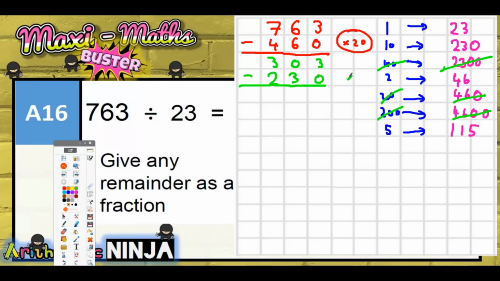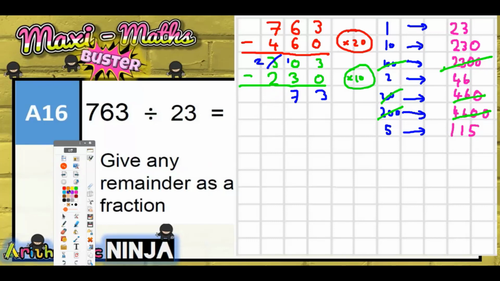And that 230 is a chunk of 10. So 3 take 0 is 3. 0 take 3 we can't do, so borrow. 10 take 3 is 7. 2 take 2 is nothing. So we're down to 73. So we've only got 73 left.